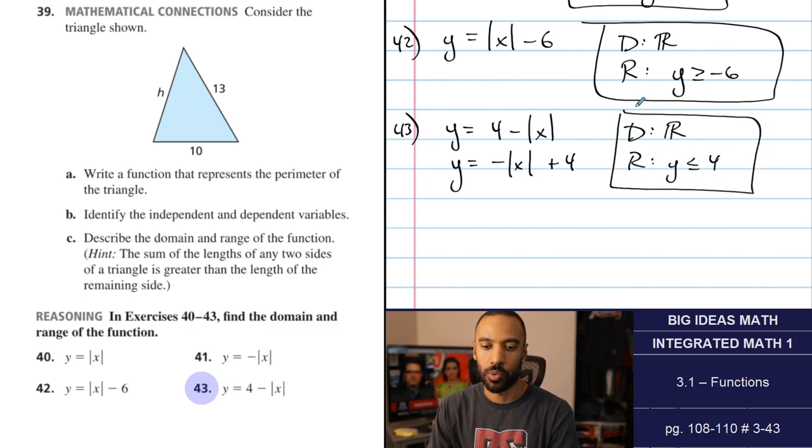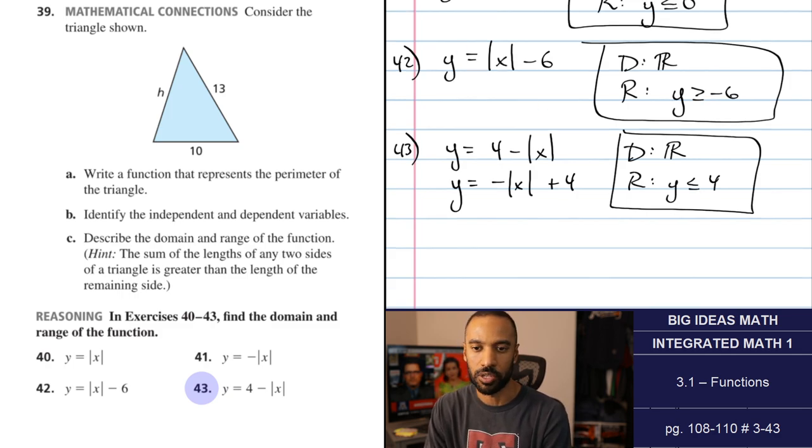Those are visuals without the graphs. You won't know how to graph those anyway. We just got to make sure we know our absolute values, and I think that should be enough.